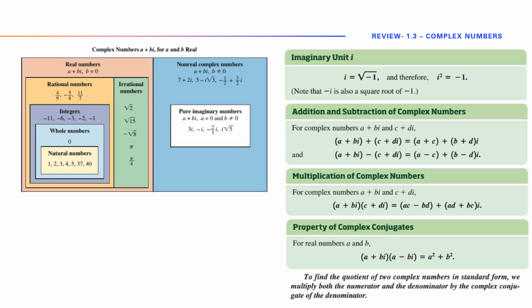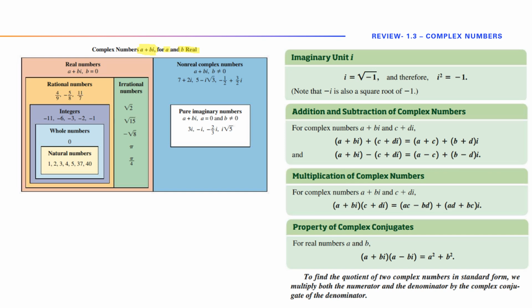On the left-hand side is the diagram about complex numbers. A complex number includes all of the numbers of the form a plus bi, where a and b are real numbers. So the real numbers belong to the complex numbers. Non-real complex numbers are also included in the complex number set.